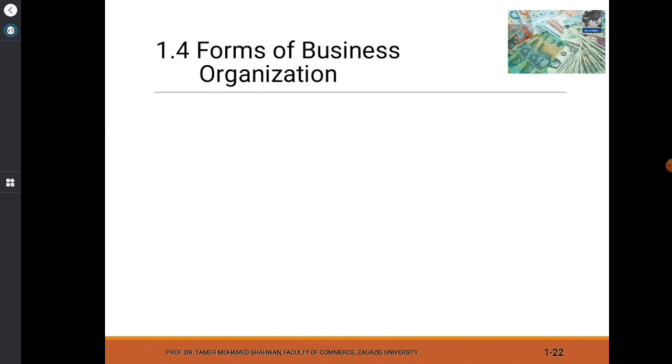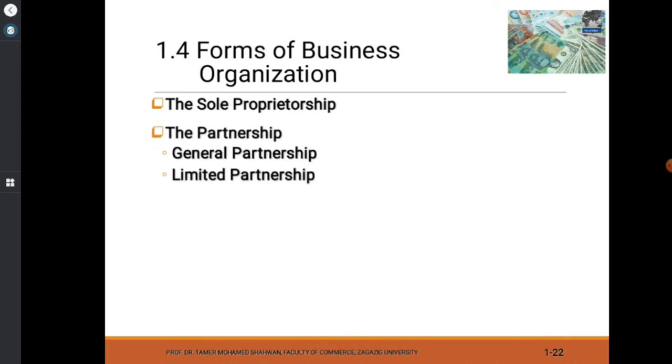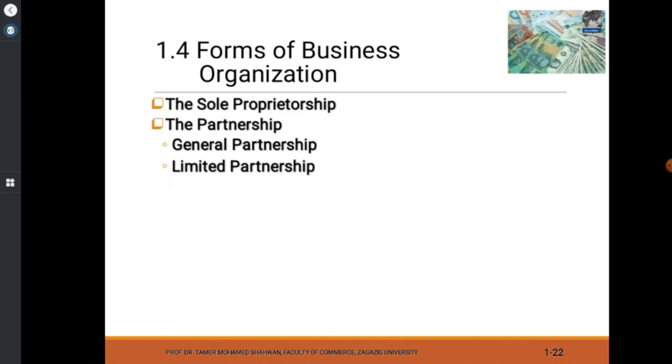Another new section in this chapter is forms of business organization. Actually, we could classify business organization into three different categories. The first one is the sole proprietorship. Second one, the partnership, that could be further divided into general partnership and limited partnership. And the third type is a corporation.